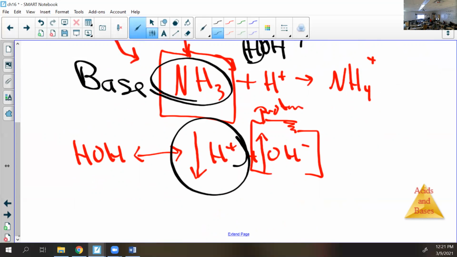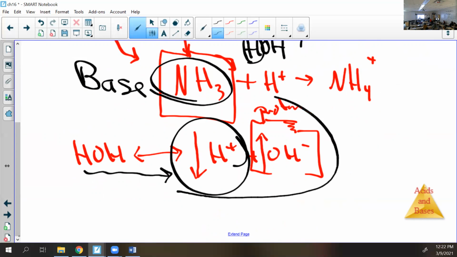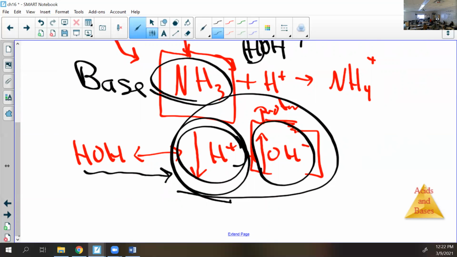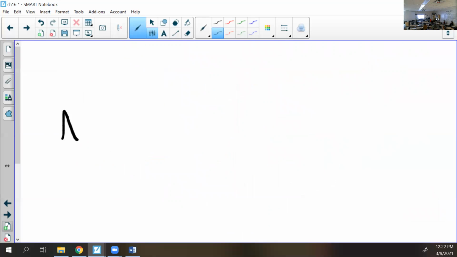By bonding with an H+, it causes the H+ to go down. Now think about Le Chatelier's principle. If we take away here, this will fight that by forming more of this. So if NH3 causes this to go down, it's also causing that to go up. So it doesn't look like a standard base with an OH-, but it works. It works. Here's another base that you wouldn't think about, but it's Na2CO3.